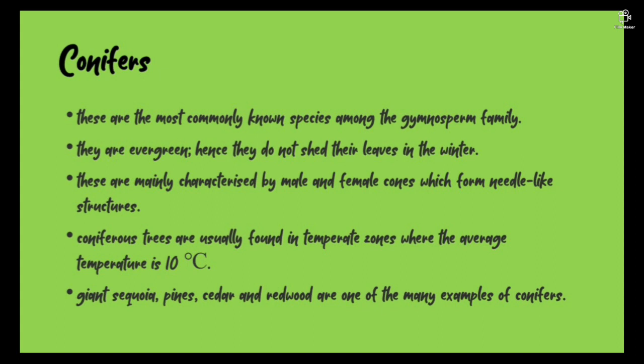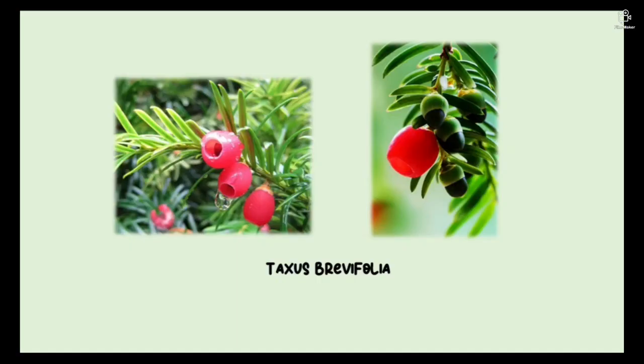Conifers are the most commonly known species among the gymnosperm family. They are evergreen, hence they do not shed their leaves in the winter. These are mainly characterized by male and female cones, which form needle-like structures. Coniferous trees are usually found in temperate zones, where the average temperature is 10 degrees Celsius. Giant sequoia, pines, cedar, and redwood are some of the many examples of conifers. What you're about to look at is one of the species from conifers, which is Taxus brevifolia. With the cones here, the red one, that is conifers.